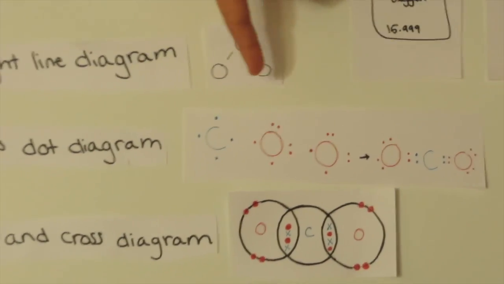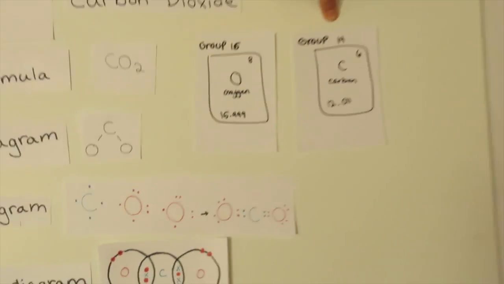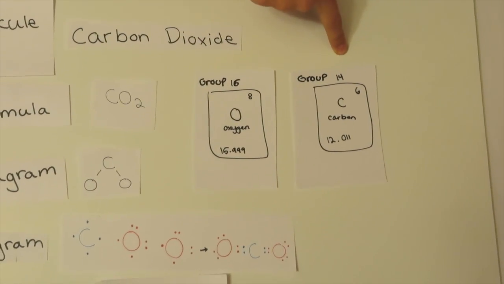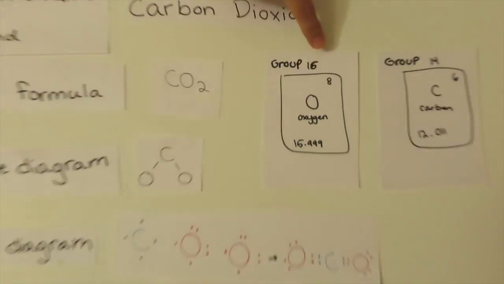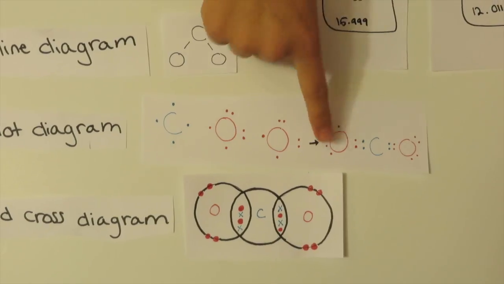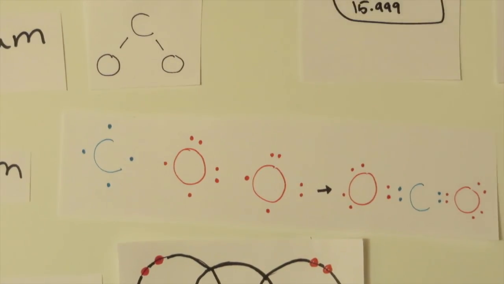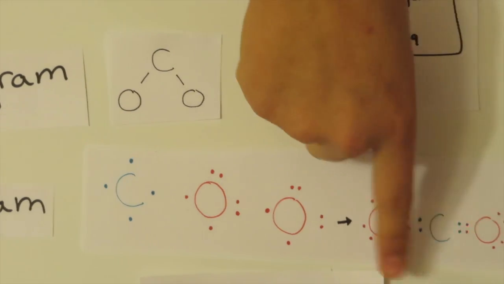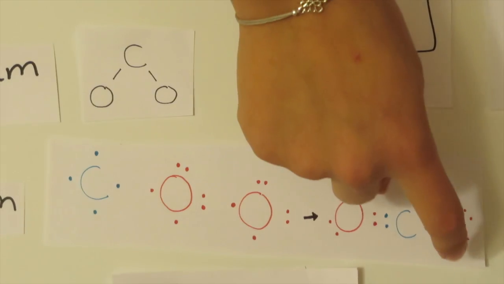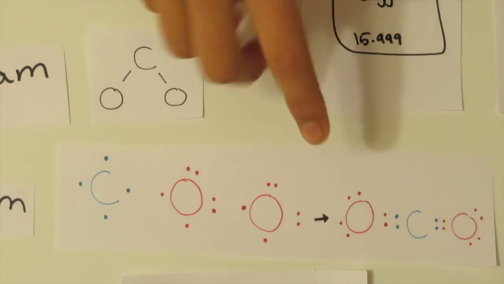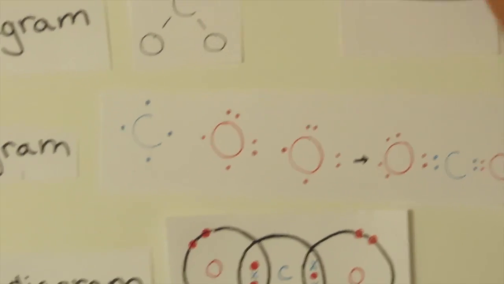The Lewis dot diagram would be this because the carbon has 4 valence electrons, as you can see, and the oxygen each has 6 valence electrons. And together the oxygen has 8 electrons, which makes that happy. The carbon has 8 electrons, which makes the carbon happy. And the other oxygen has 8 as well, which makes that happy.